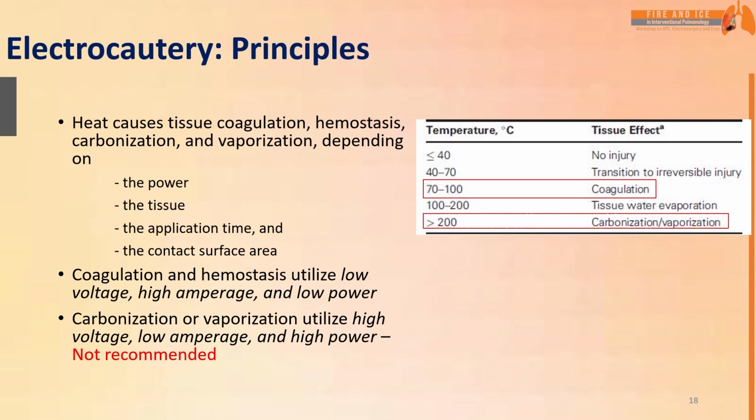Here you see the coagulation effect is found within a temperature of 70 to 100 degrees centigrade, and carbonization and vaporization occur at more than 200 degrees centigrade.